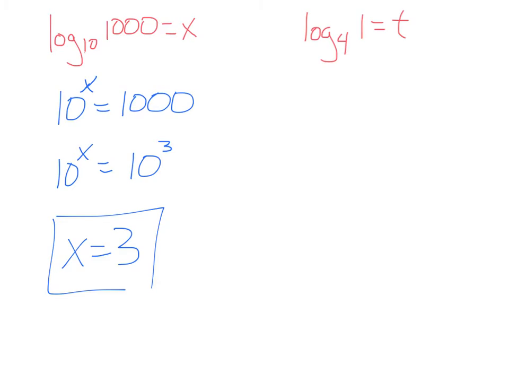And we're going to move on to this other equation, log base 4 of 1 equaling t. t is our exponent, 4 is our base. And we have to understand that the only way we can raise some base to an exponent and get 1 is if that exponent actually equals 0.